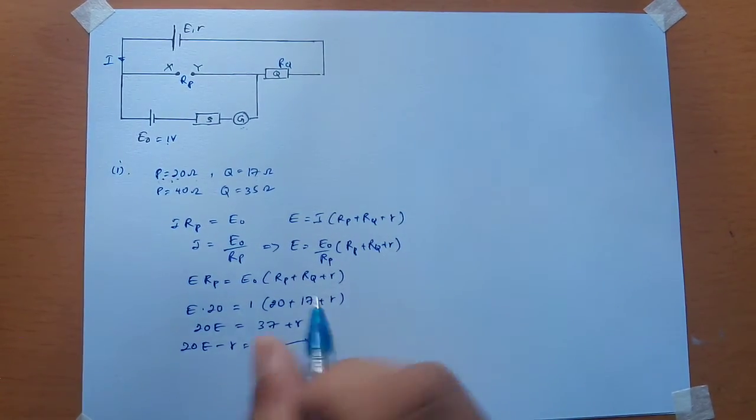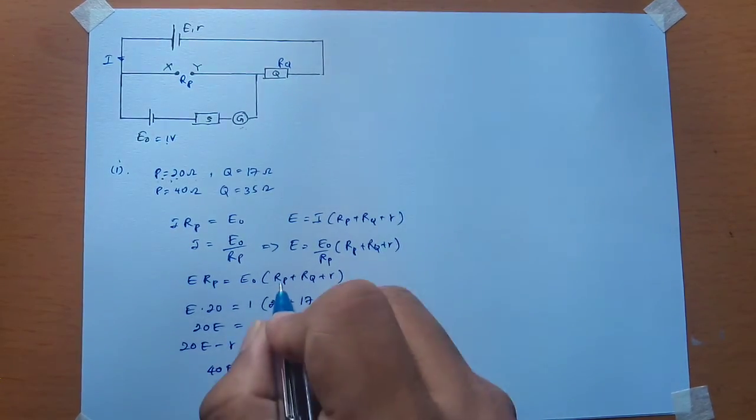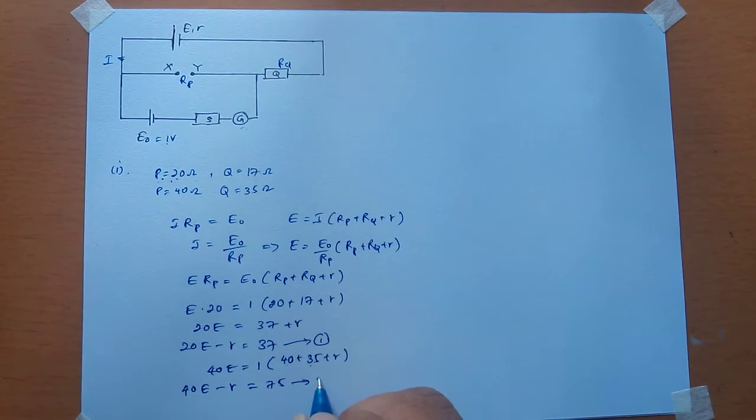This is equation 1. Then again I put in these values, where RP is 40: 40E equals E0, which is 1, into RP, which is 40, plus RQ, which is 35, plus r. From this I get 40E minus r equals 75, since 40 plus 35 is 75. This is my equation 2. Now I can solve equations 1 and 2 and find the values of E and r.